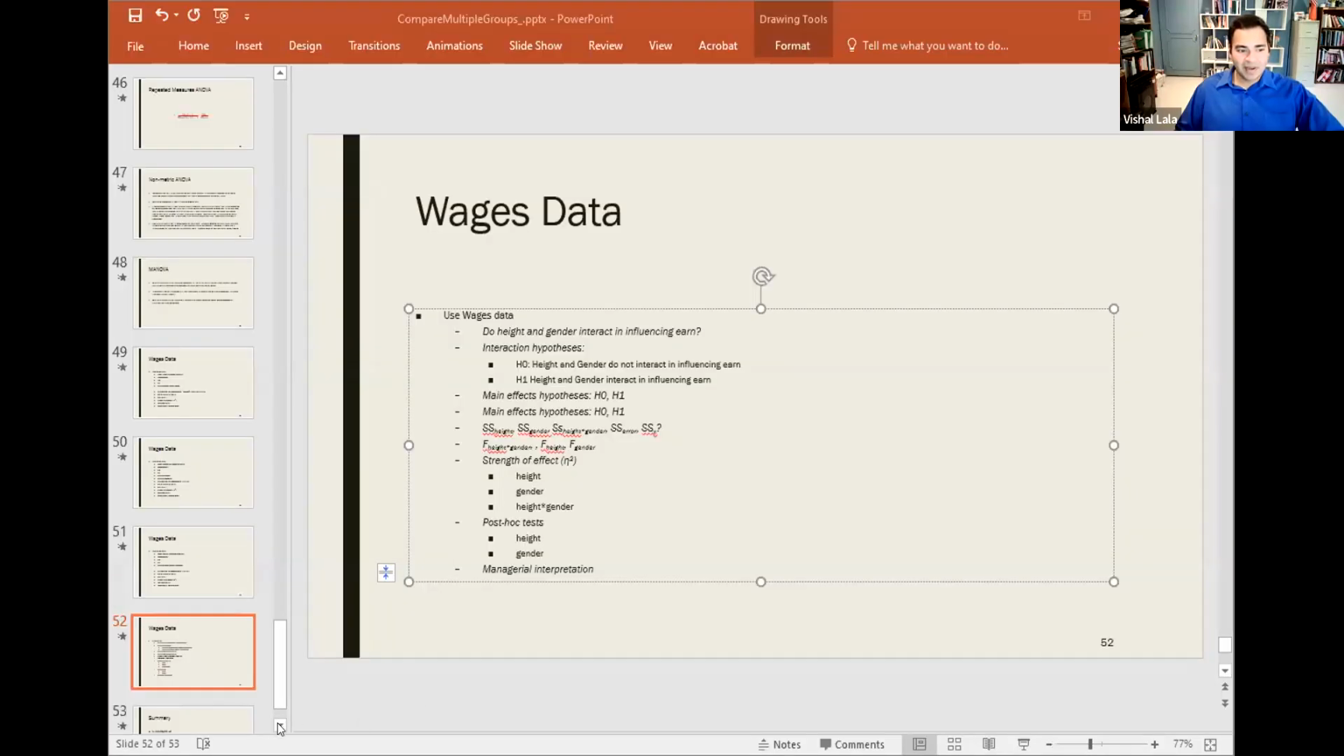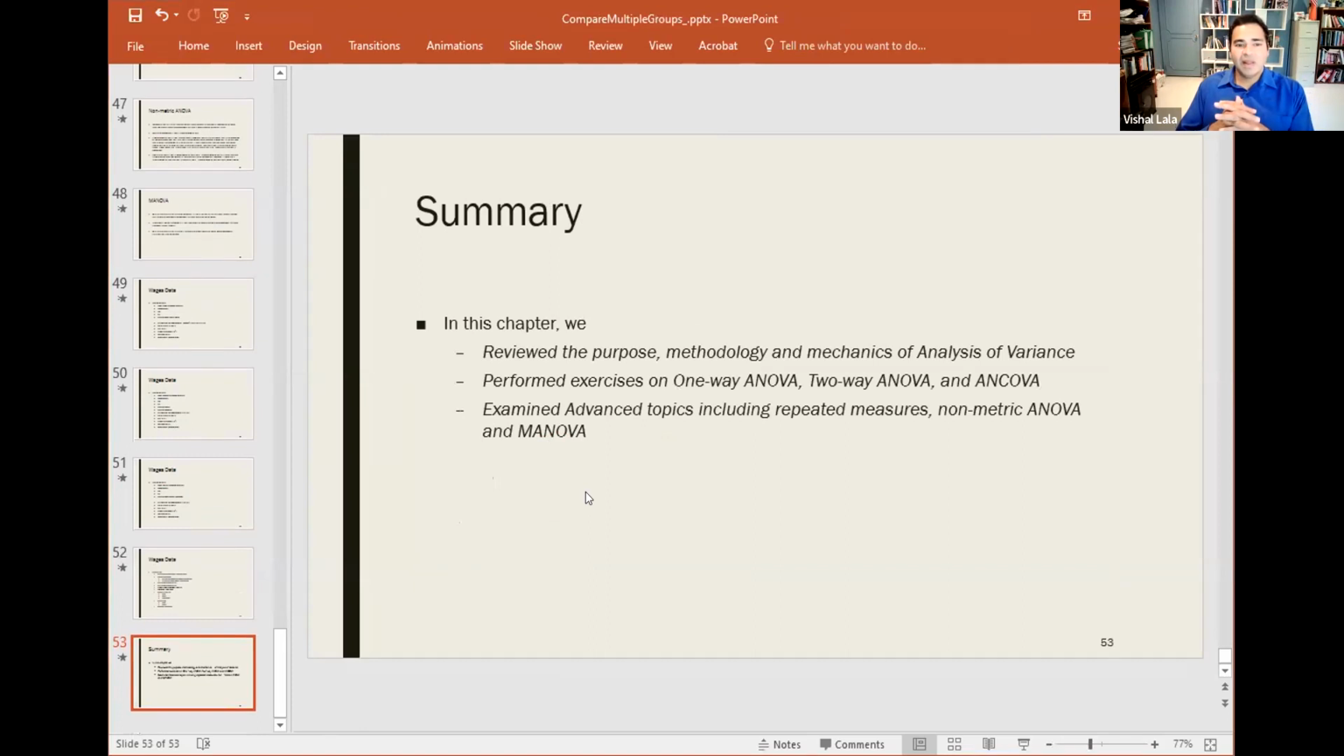Okay, so we examined here the purpose, motivation, methodology, and mechanics of ANOVA. We performed a number of exercises, and we also examined some advanced topics and looked at a couple of illustrations of the various kinds of ANOVA. Hope this was helpful. Thank you.